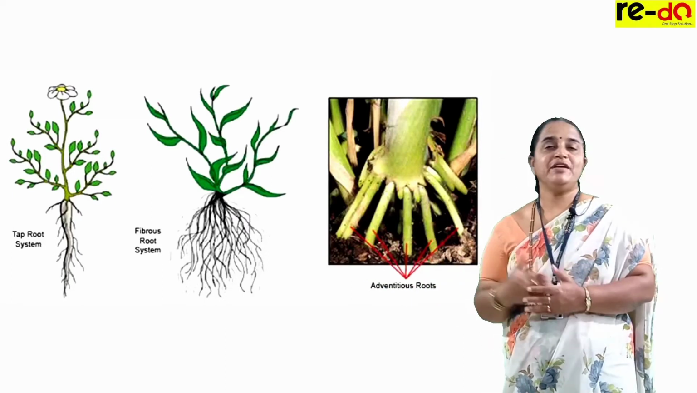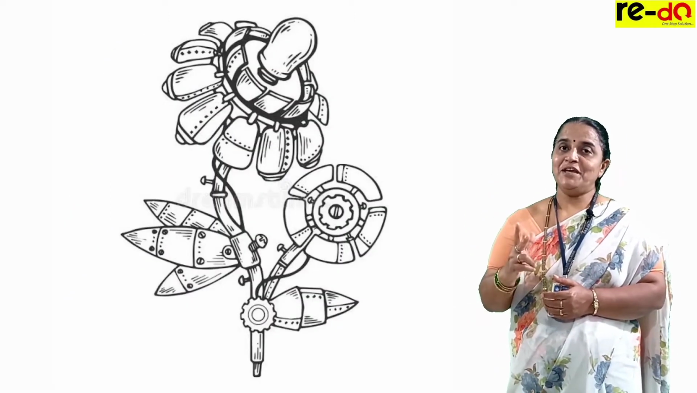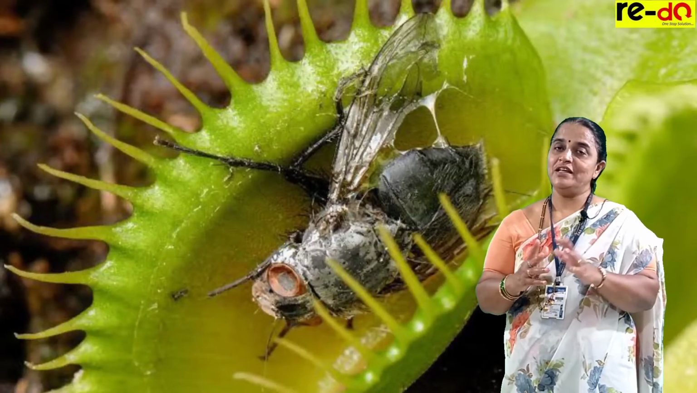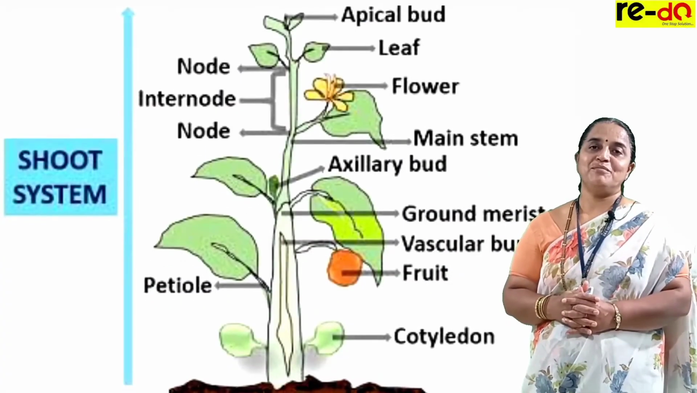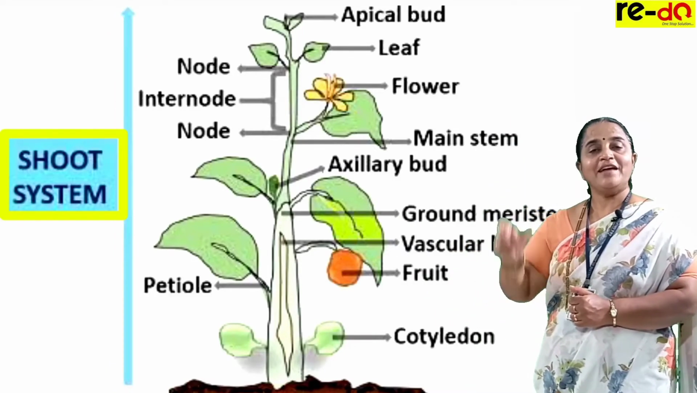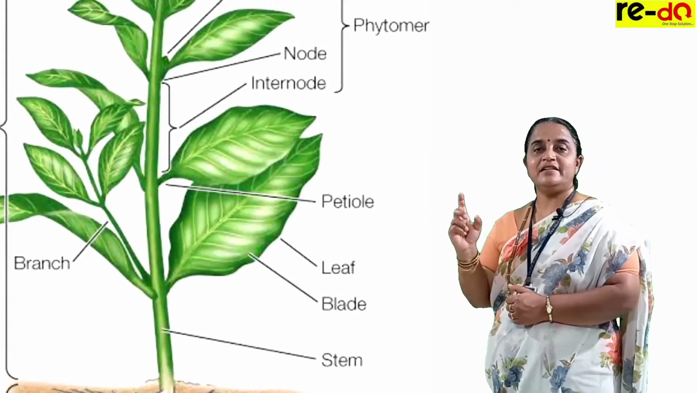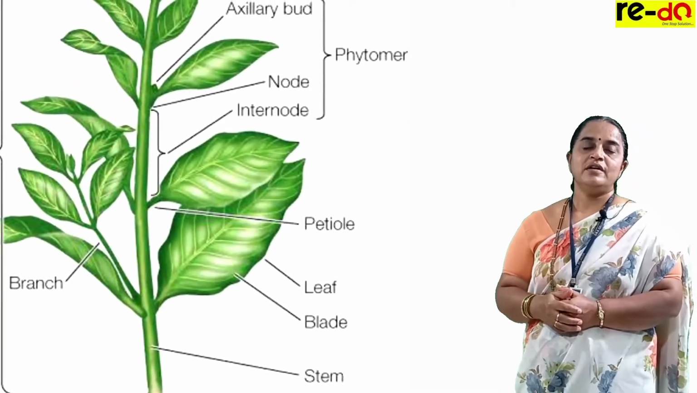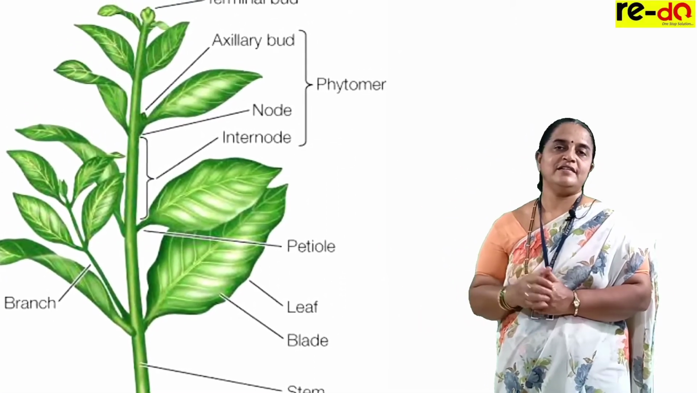They show lots of modifications, either for food storage, for mechanical support, for climbing, for trapping food and water from the host body, for respiration and so on. There is an ascending axis of the plant body. It grows towards light. It is said to be the shoot system. The main axis of the shoot system is called the stem. The stem is cylindrical with junctions called nodes; the distance between two nodes is called an internode, and from the node usually the leaf develops, making an angle with the stem. It is known as the axil.